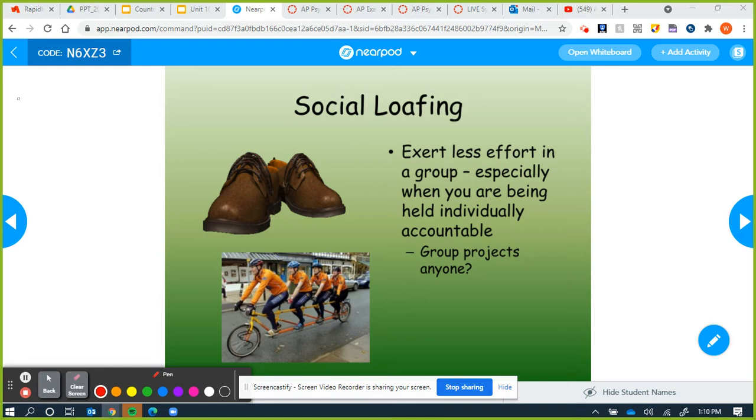Now, a lot of people who really like group projects probably like them for that very reason, that they can get away with not doing a whole lot. This is what is called social loafing. Social loafing is the idea that when we are part of a group that's doing something, we tend to put forth less effort than if we were doing it on our own. You loaf when you're in a group, especially if you're not being held individually accountable.